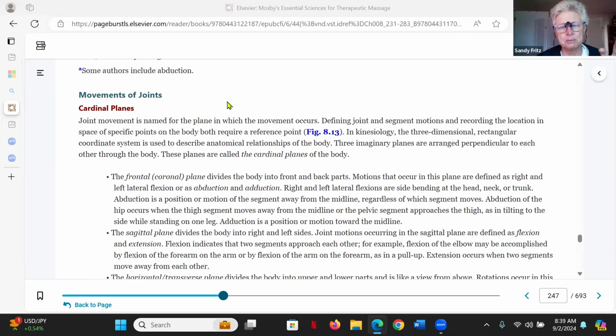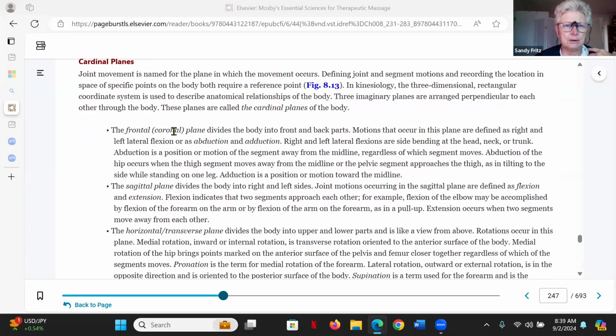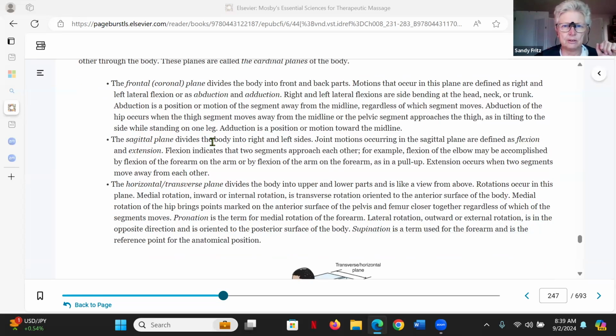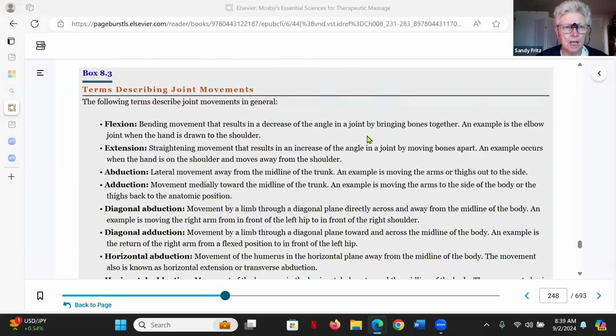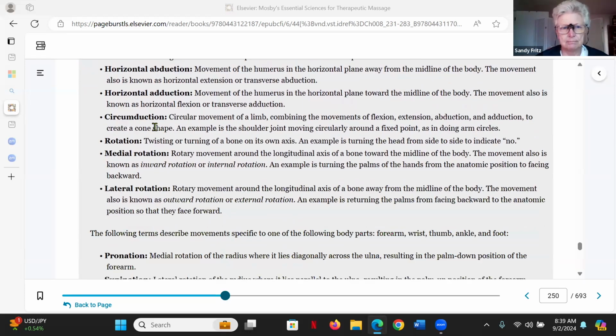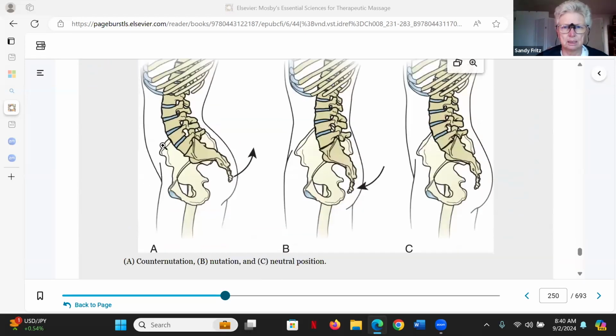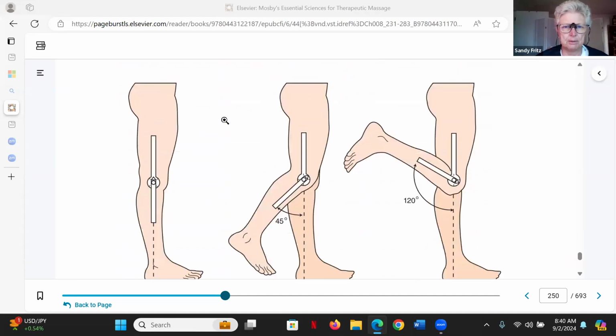So when we get into the actual movement of the joints, already mentioned, but this is when we get into the planes of motion. And the frontal plane, coronal plane, two names, is where abduction and adduction occurs. Sagittal plane, flexion and extension, and then horizontal plane is your rotations. Terms describing joint movement, make sure you know these. And then here's some examples.